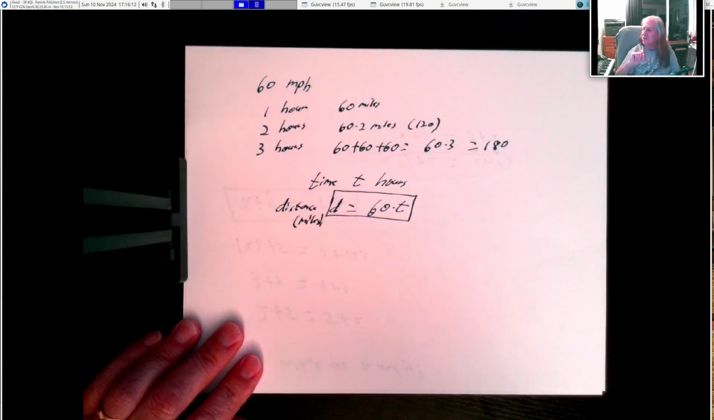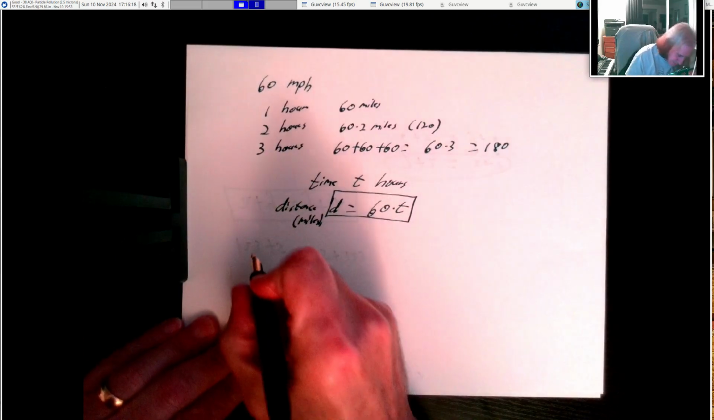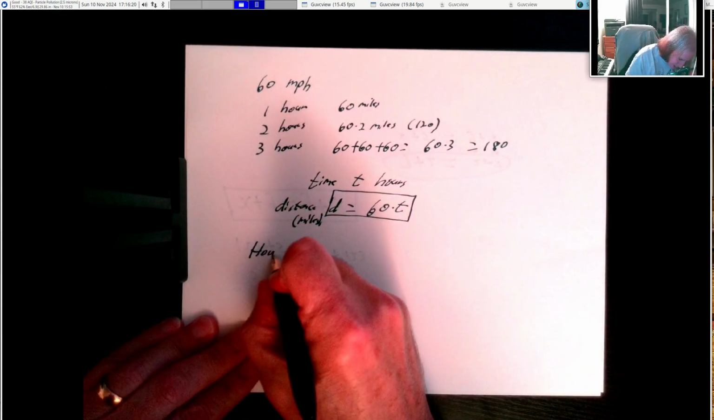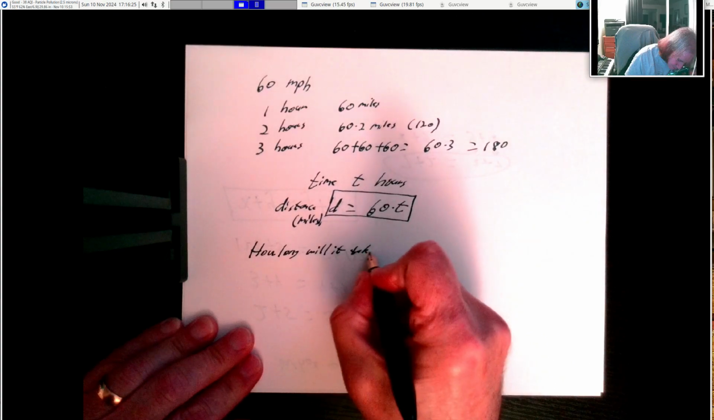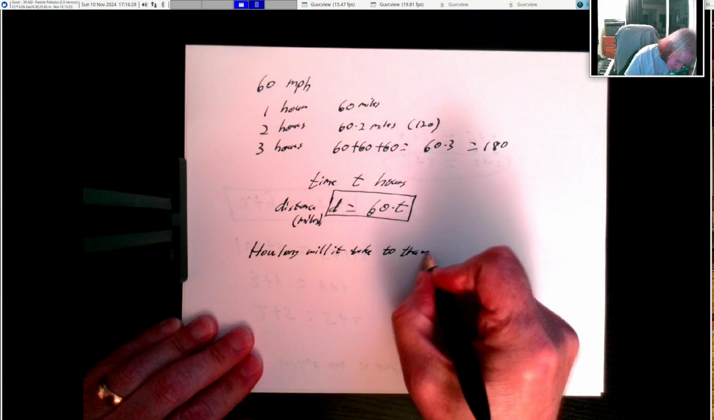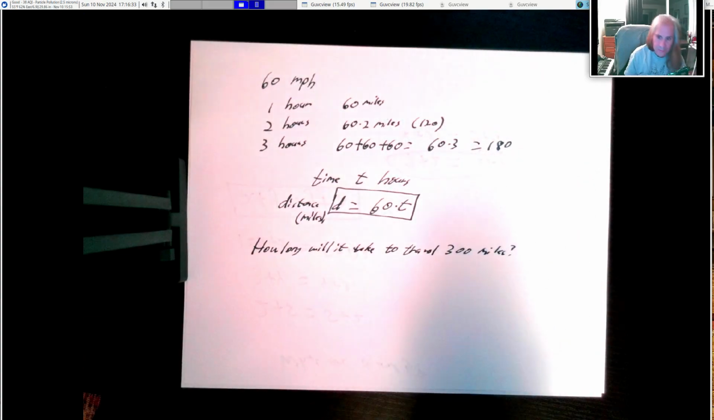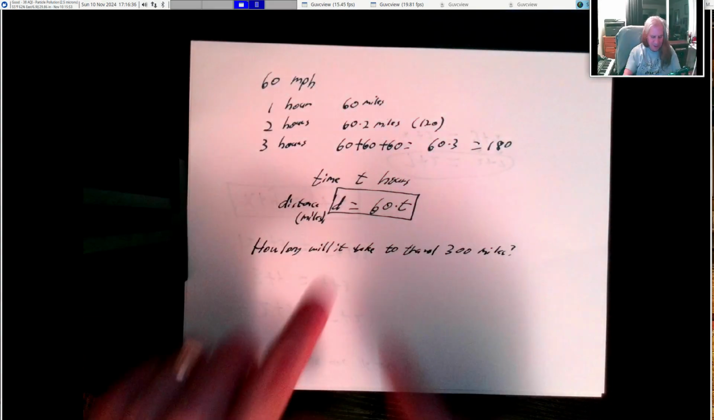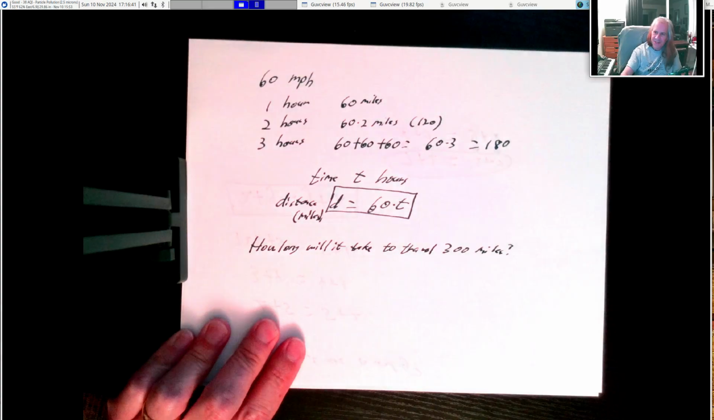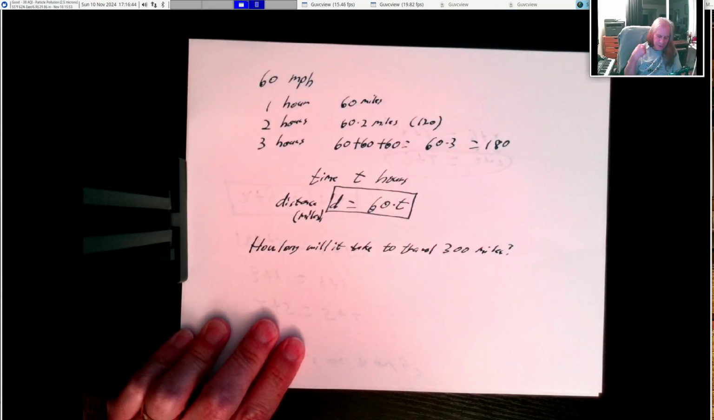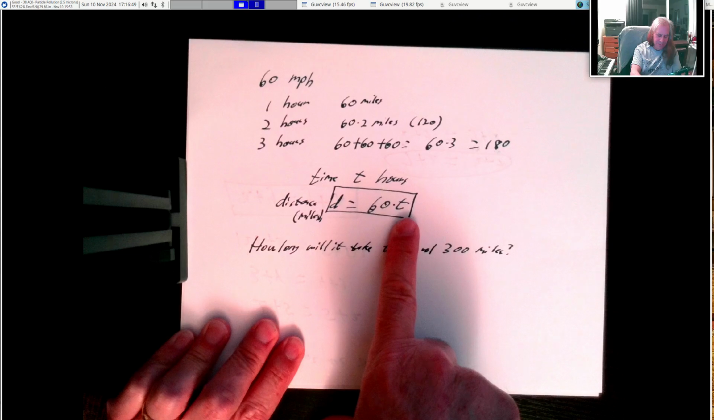But there's another question which is not as easy to answer, which is the following. How long will it take to travel 300 miles? Now this equation says if I know how long I'm traveling, this is how far I travel. But I'm asking a different question now. I'm saying if I want to travel a total distance of 300, how long do I have to travel?